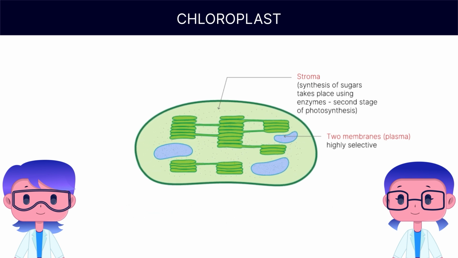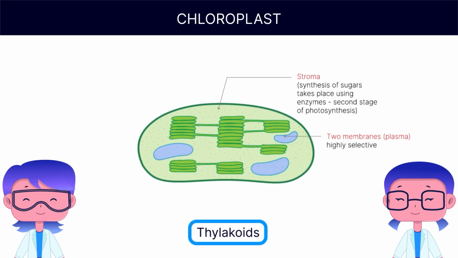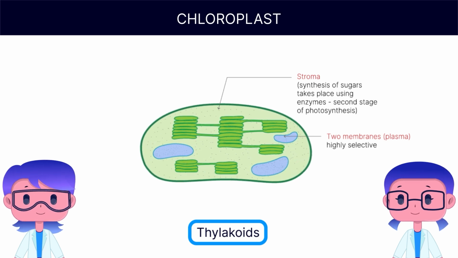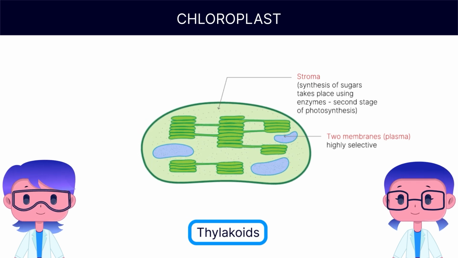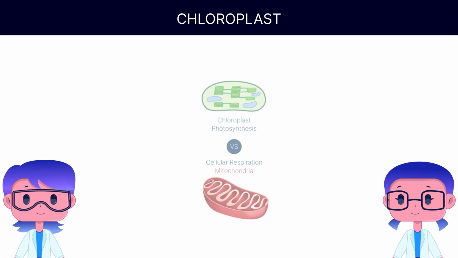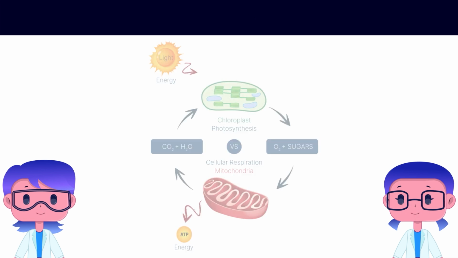Chloroplasts are full of green, chlorophyll-containing membrane discs called thylakoids, the site of electron transport and ATP synthesis, which are often arranged into stacks called grana. In plant cells, mitochondria and chloroplasts work together to make ATP from energy that is made from sunlight.